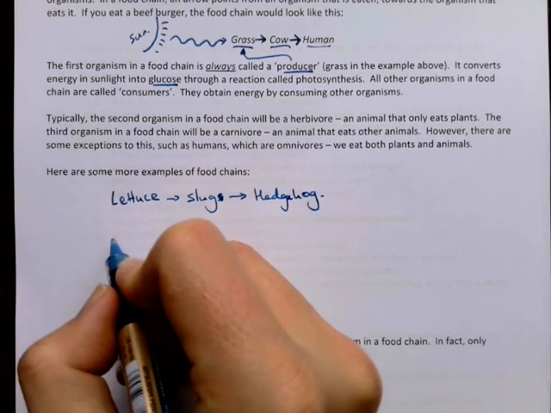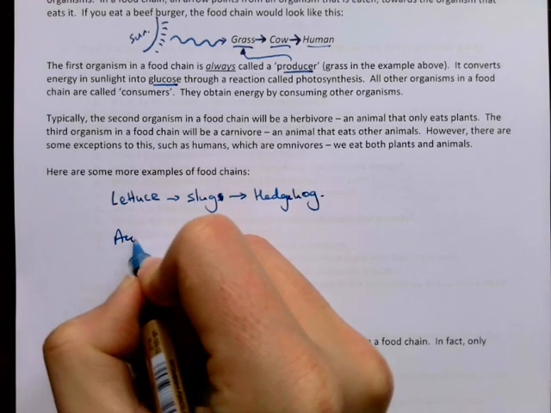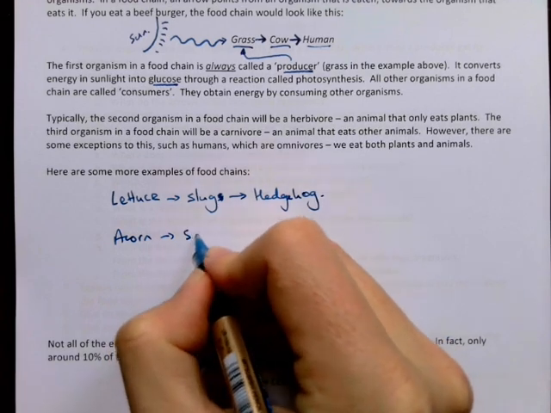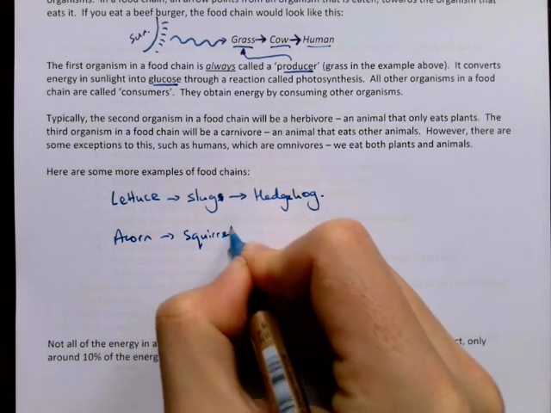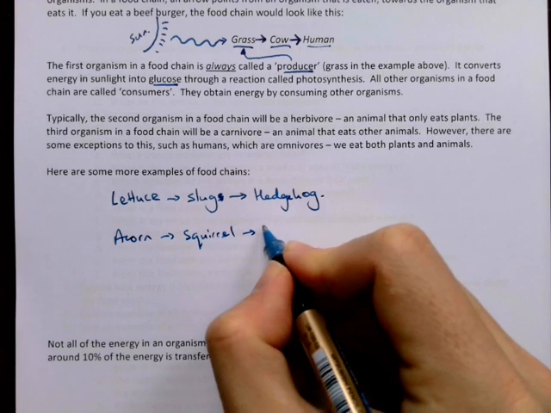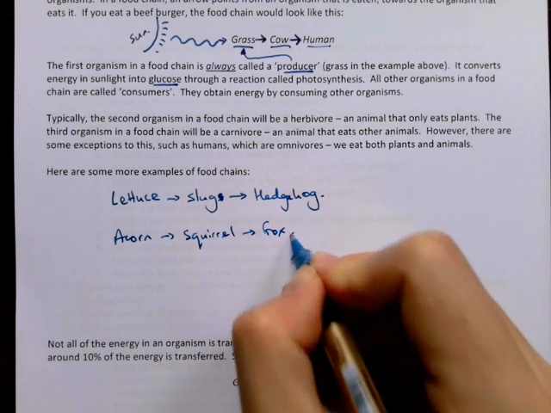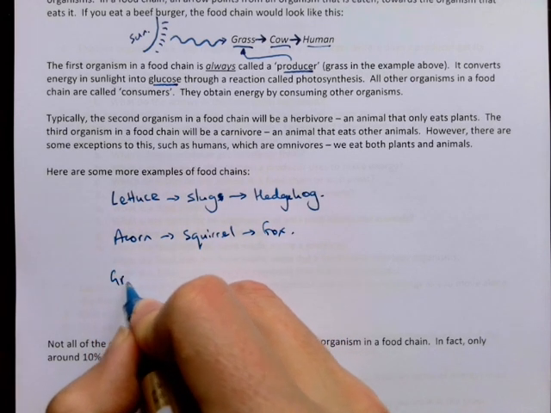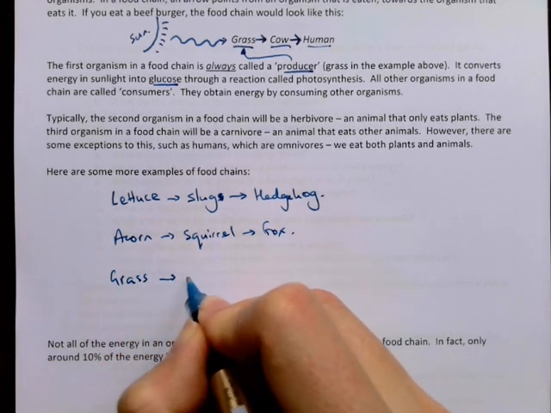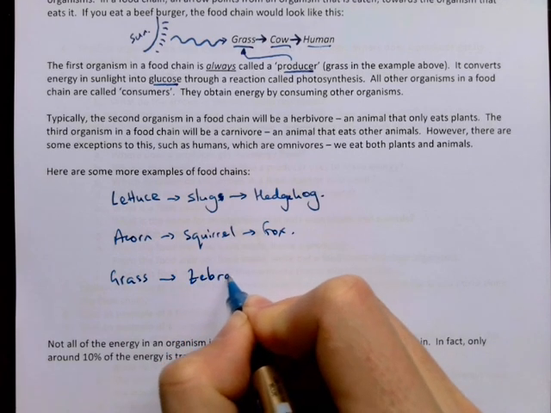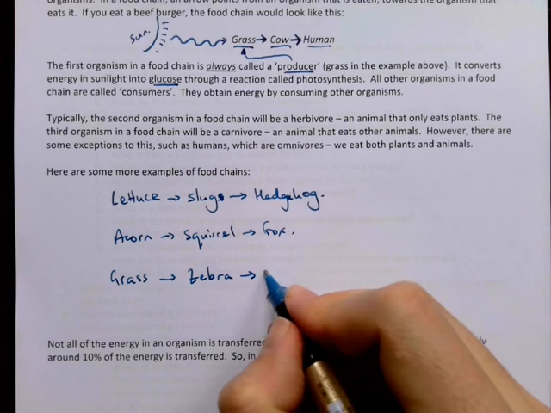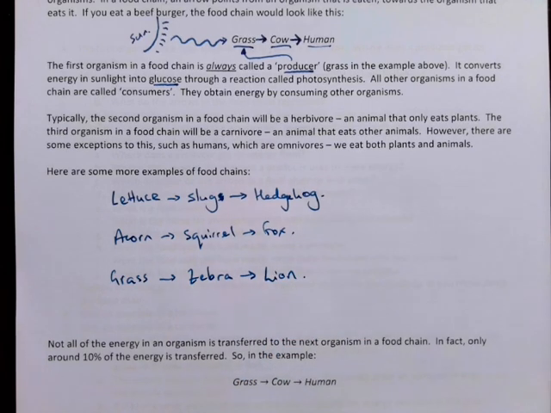Another one you might see out and about would be, let's say, acorns from a tree would be eaten by a squirrel, but a squirrel would be eaten by a fox. And then one you probably won't see in your garden would be, let's say, some grass would be eaten by a zebra. If you are seeing this in your garden, you might need to tell someone. And the zebra might be eaten by a lion.